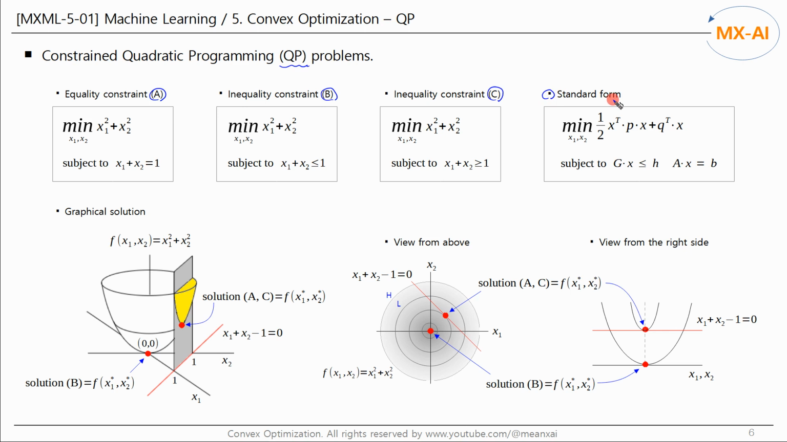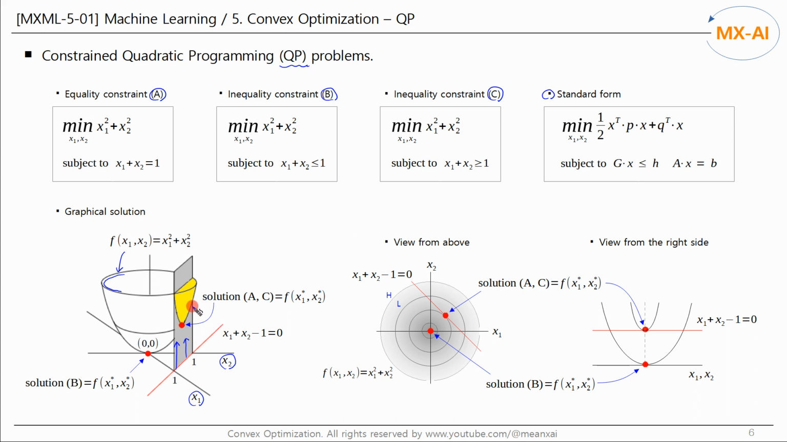First, let's draw the objective function in three-dimensional space. The objective function is a paraboloid like this. Next, let's draw a straight line with the constraint x1 plus x2 equals 1. This line is on the x1 and x2 plane. If we extend this straight line up along the f-axis, we can see that the paraboloid is cut by this plane like this.